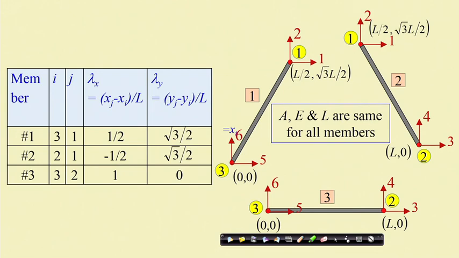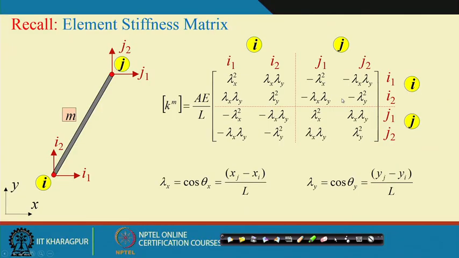So, this is the element stiffness matrix. In the element stiffness matrix what we need is lambda x and lambda y. Lambda x is cos theta x, how the member is oriented with the x axis, and theta y is how it is oriented with respect to the vertical direction. The expression we derived only took one theta, and instead of theta y we define lambda y as sin theta. So both are the same.